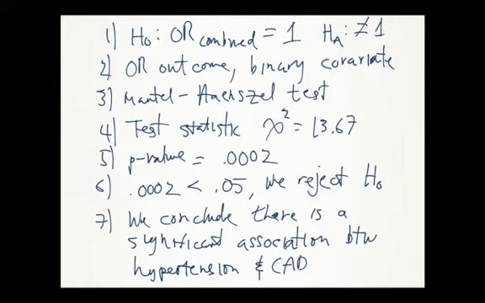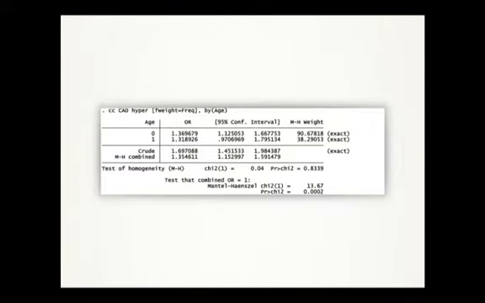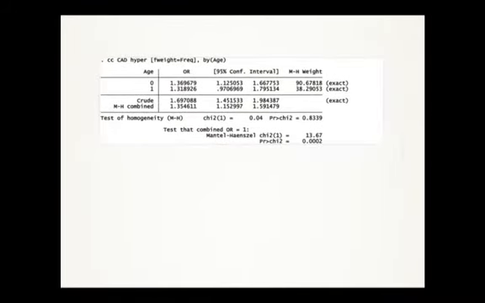Okay, so what does this look like in Stata? Again, we can do these first 3 steps without Stata: write out our null, talk about the type of data we're dealing with and the type of test we have to do. But steps 4 through 7 require output from Stata. So what does that output look like? Here we go. Again, coronary artery disease, hypertension, we want to give weight by the frequency. We want to give more weight to the ones where we have a larger sample size. We're splitting it by age.